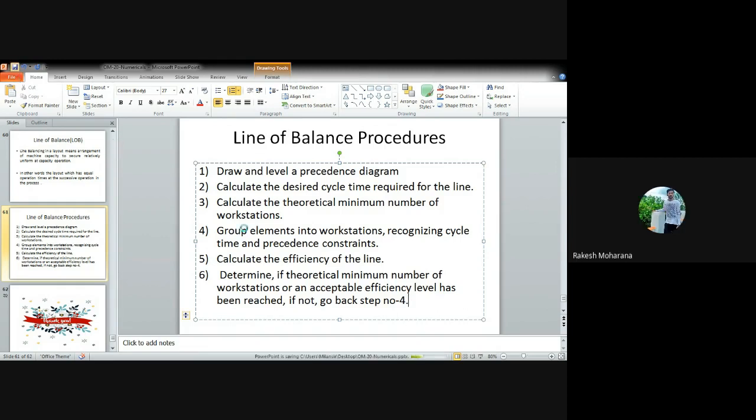Yes, sir. Okay, so next class we will directly go to solve some numericals related to line of balance. So here I conclude the session.